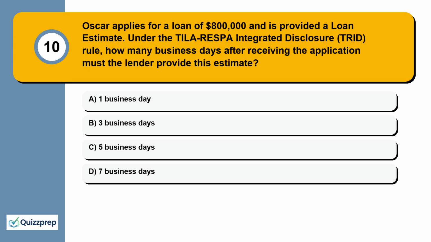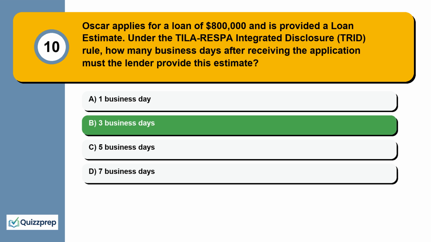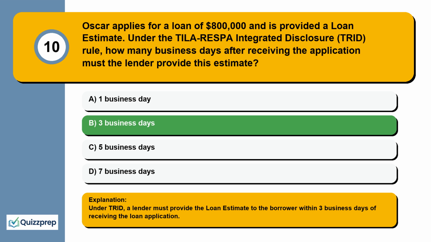Question 10. Oscar applies for a loan of $800,000 and is provided a loan estimate. Under the TILA-RESPA Integrated Disclosure (TRID) rule, how many business days after receiving the application must the lender provide this estimate? 1 business day, 3 business days, 5 business days, 7 business days. Under TRID, a lender must provide the loan estimate to the borrower within 3 business days of receiving the loan application.